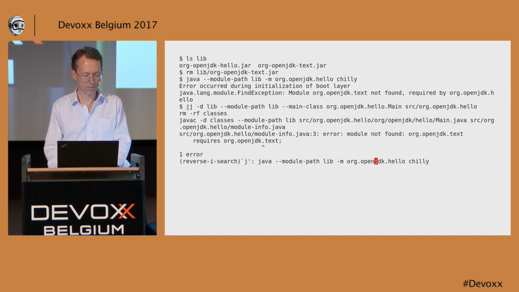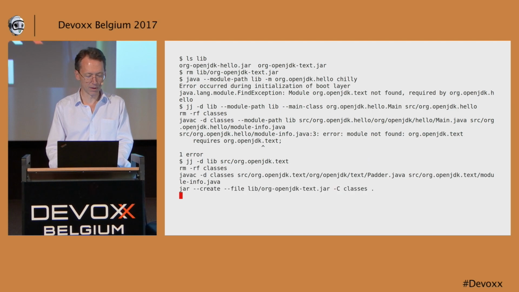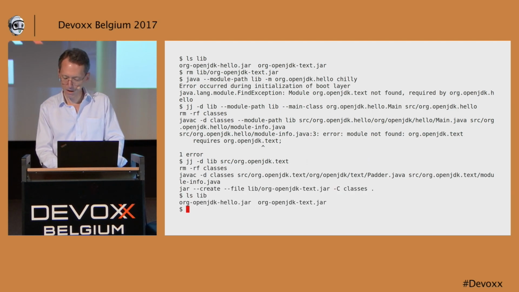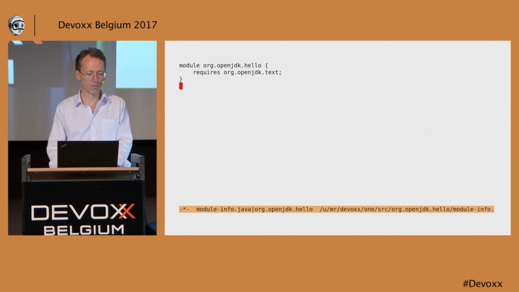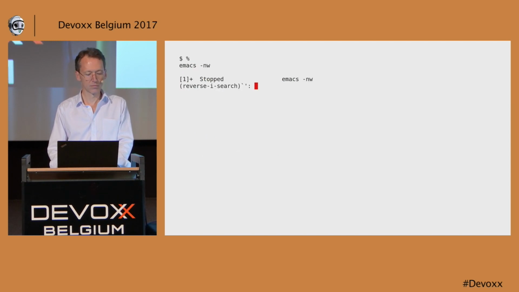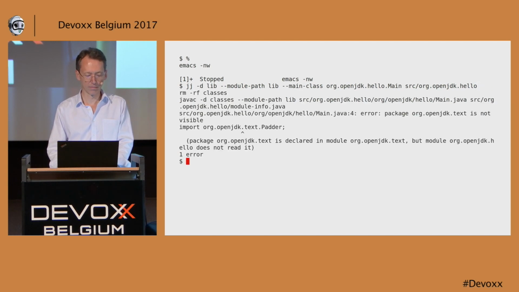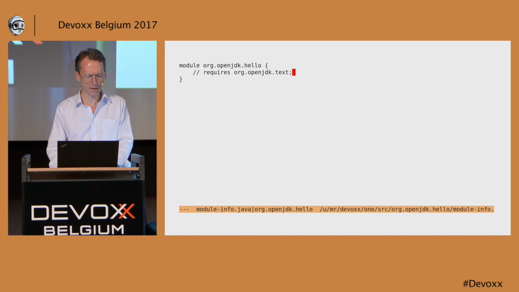Okay, let me remake the text module just so we have a complete working system again. All right, so here's another type of failure. What if I forgot this? I forgot to say requires. And I'll try to compile this again. Well, again, it does not exist. Is that what I expected to see? Yes.